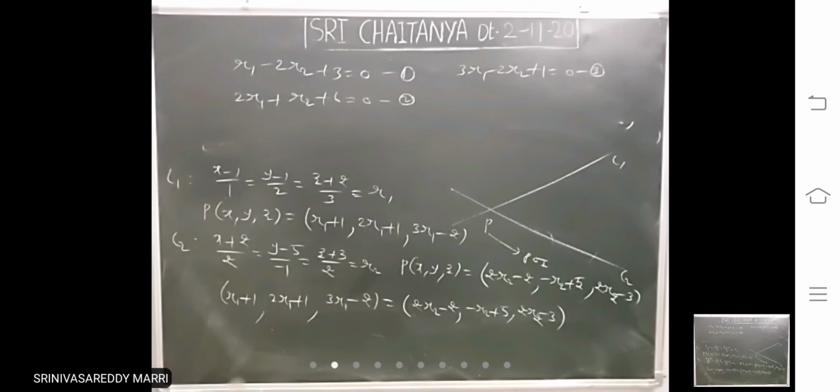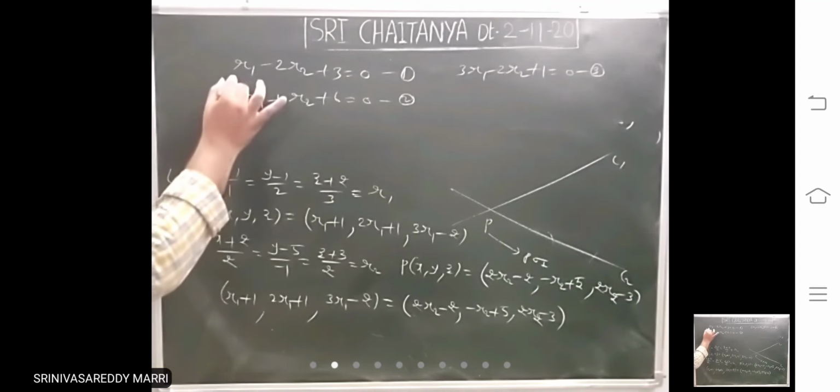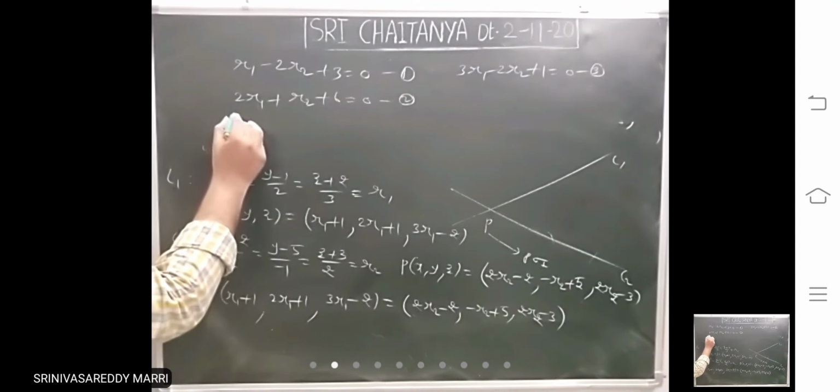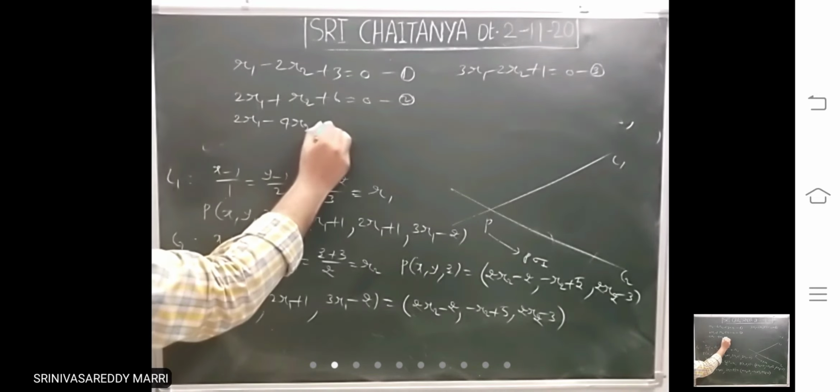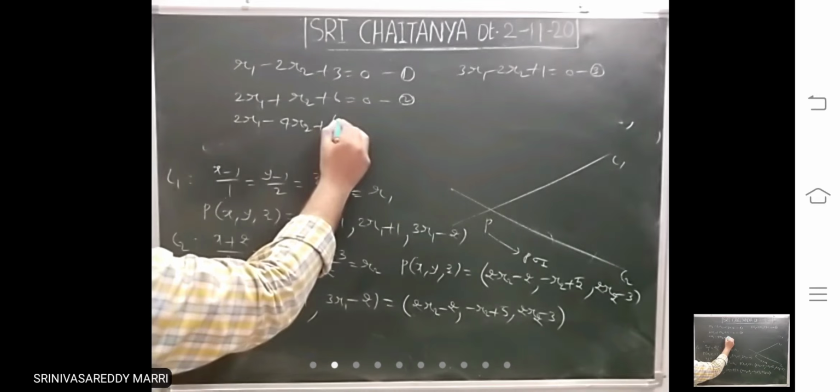Calculate R1, R2 from the first two equations. From the first two equations, calculate R1, R2. So for that, what I am doing is multiplying with 2: 2R1 minus 4R2 plus 6.